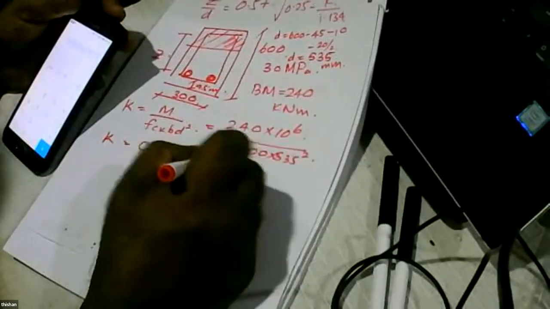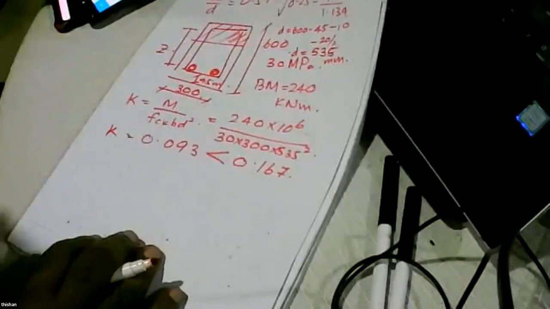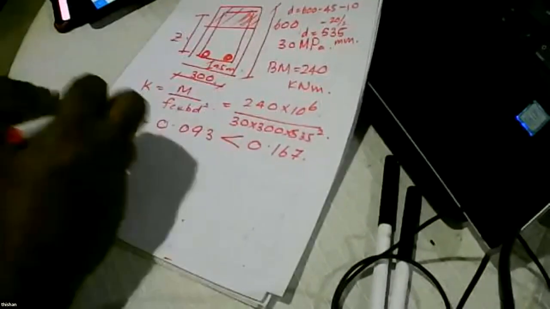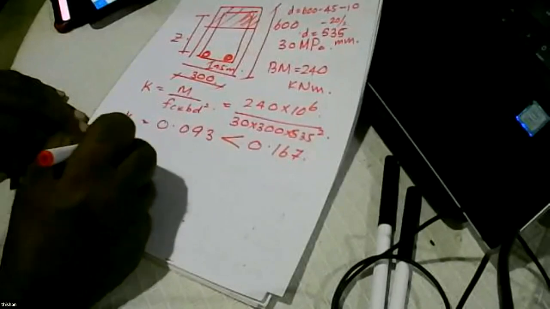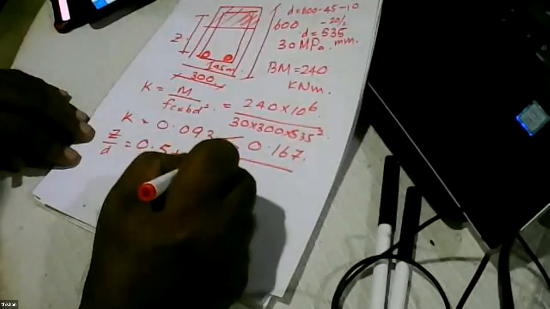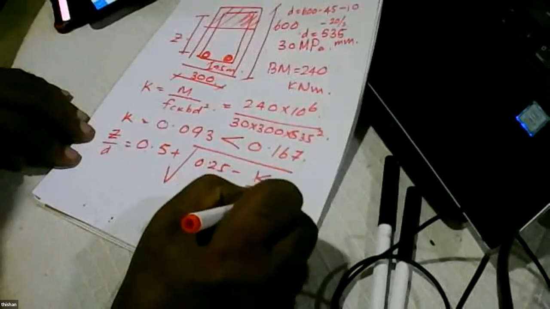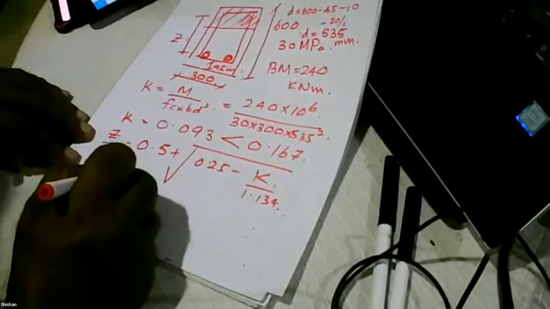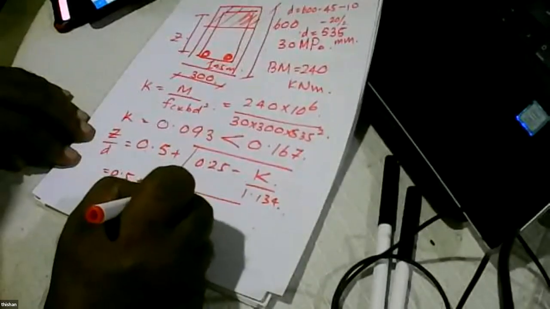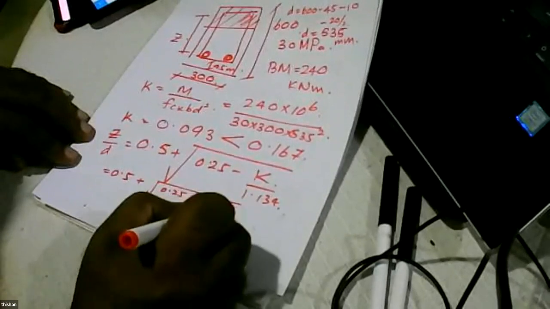0.093 is less than 0.167. So that means the section can be singly reinforced. We don't need any compression reinforcement. Then we can go for this equation. z over d is equal to 0.5 plus square root of 0.25 minus K over 1.134. So it is equal to 0.5 plus square root of 0.25 minus 0.093 divided by 1.134.